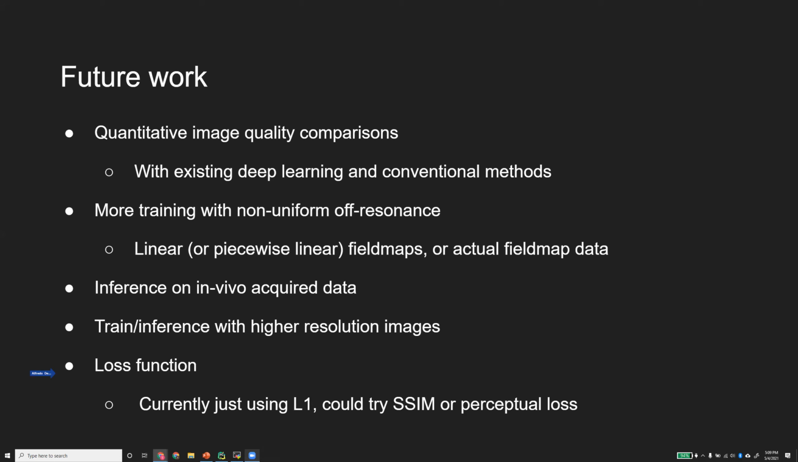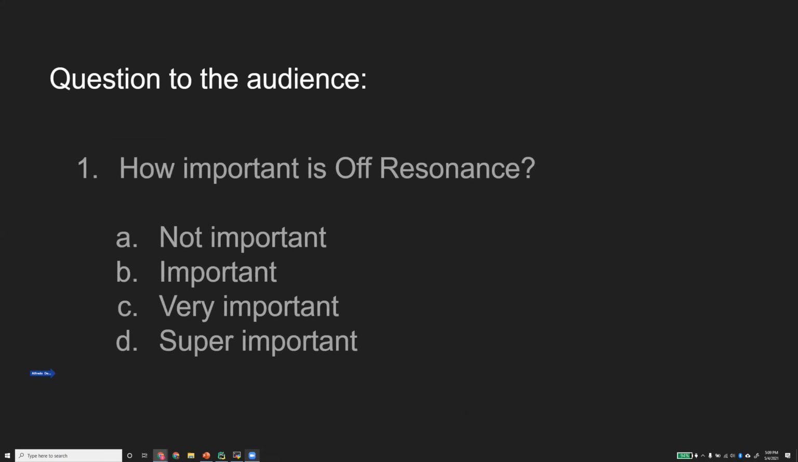Finally, I have a question for the audience. How important is off resonance? We covered this in lecture. I don't know if Ekin can make a poll or just raise your hands for A. B, C. Okay, I see 5 hands. D. Okay, the answer is C. You're right, it is very important.